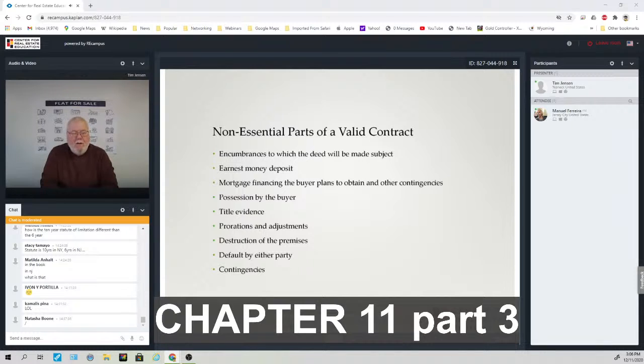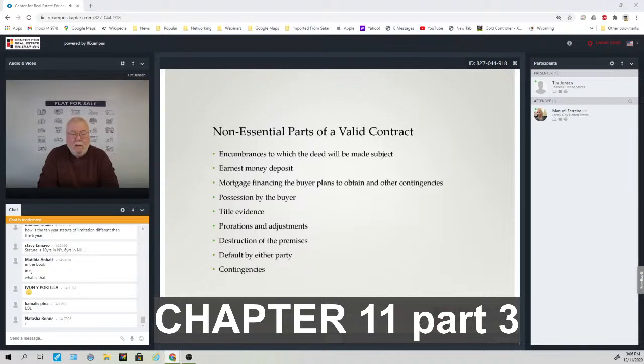So to avoid all that rigmarole, and by the way, there's no requirement for earnest money whatsoever, let's get the contract accepted. And in our disclosures, we'll say once the contract is accepted, then we'll put down our 5%, $1,000, 10%, whatever it was.